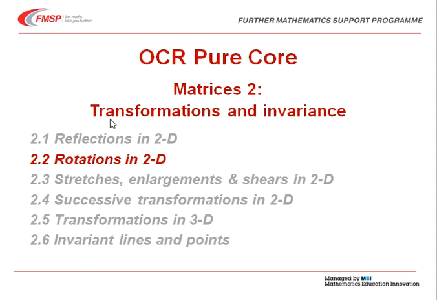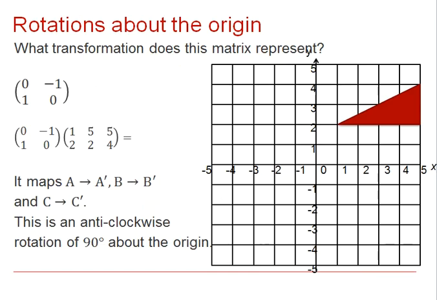Hello, this is the second session of the second Matrices series of the OCR Pure Core AS Level Maths, and we will be looking at rotations in 2 dimensions. In the last session 2.1, we looked at the 4 matrices representing common reflections. In this session 2.2, we will see that the matrices representing rotations about the origin look quite similar.